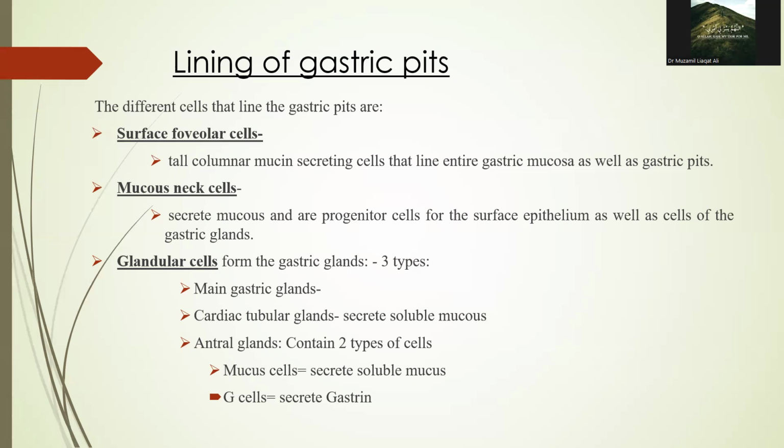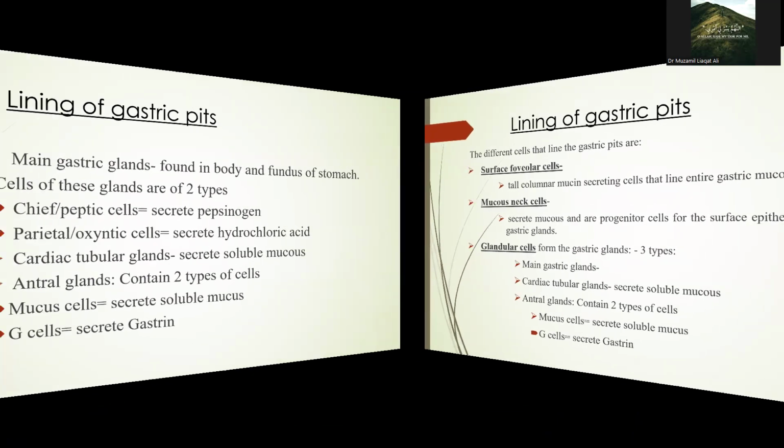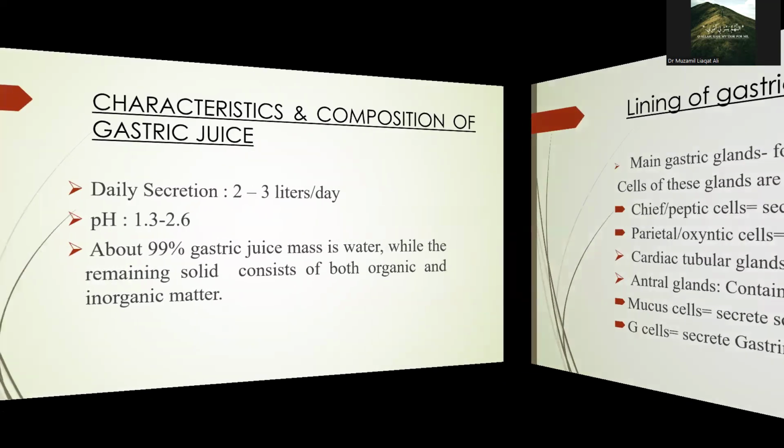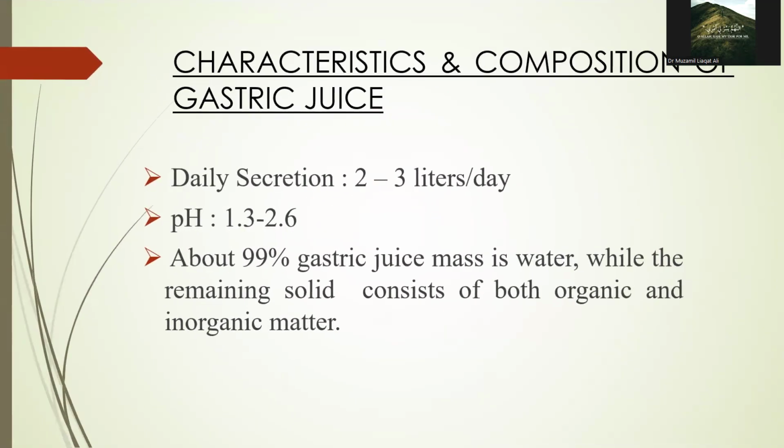Next is the G cells. These are endocrine cells in the antrum. They secrete gastrin, which stimulates acid secretion. So this is hormonal regulation. Every day, the stomach secretes about 2 to 3 liters of gastric juice. The pH is around 1 to 2. This is extremely acidic, comparable to battery acid. So, functionally, this acid denatures proteins and kills bacteria.